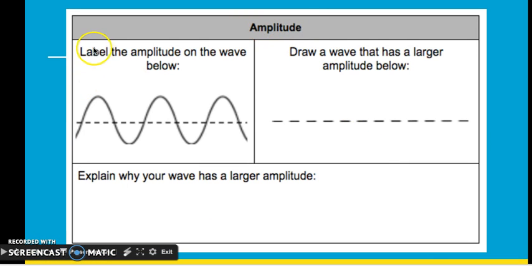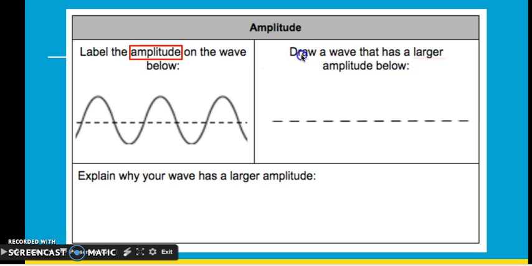Amplitude. The first box says label the amplitude on the wave below. Here is your wave. You need to draw in that line that shows amplitude. So make sure you draw in the line and then label it amplitude. Okay? Do that first. Press pause and play when you're ready to go on.